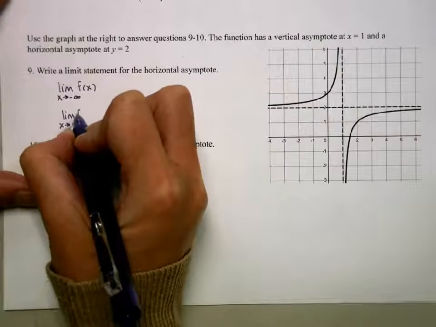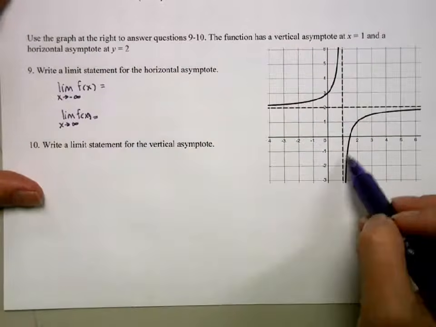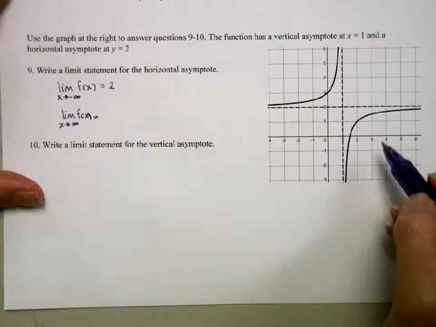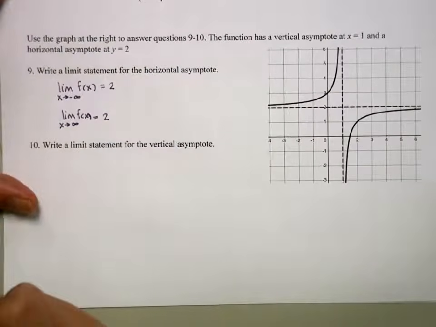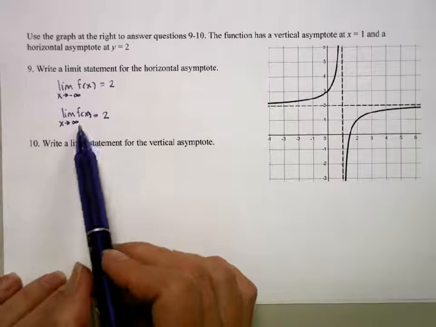Okay, so as we go to -infinity, my graph is approaching that horizontal asymptote of 2. As we go to +infinity, my graph is approaching that horizontal asymptote. And that's how we can detect a horizontal asymptote. If you have a limit that goes to a value, that is the definition of a horizontal asymptote.